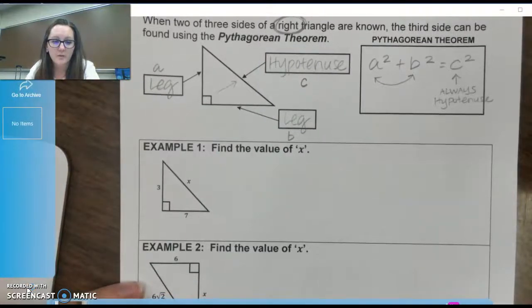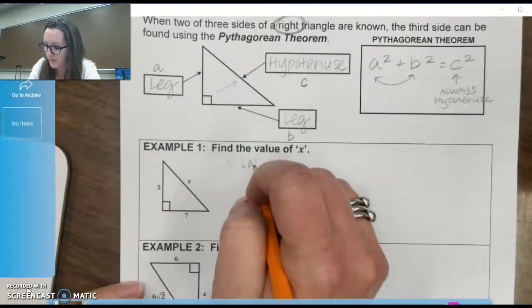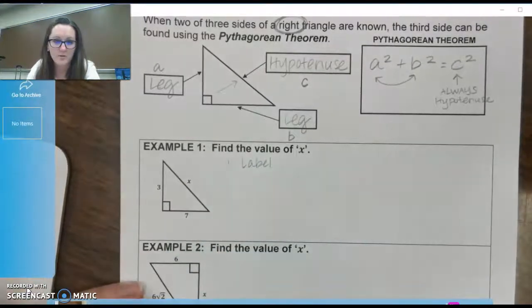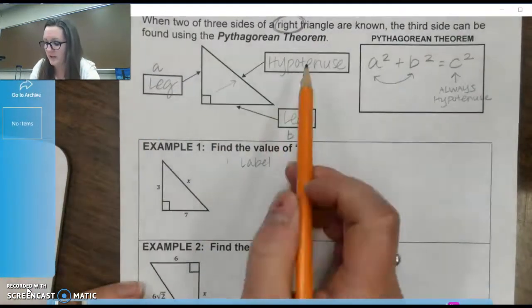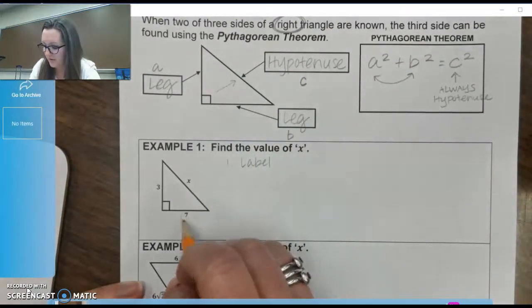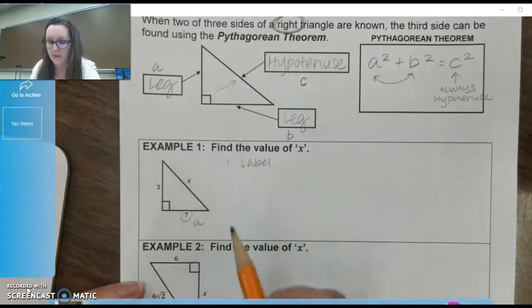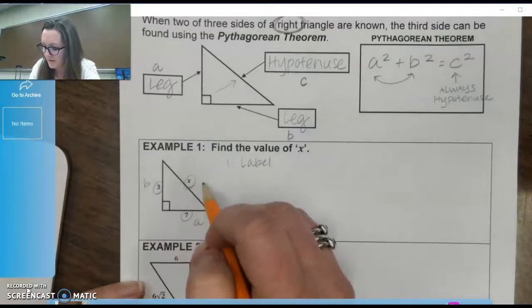So let's start with an example. Let's find the value of x. We have two known values of our right triangle, and we're looking for the third value. Let's first start by labeling. We always want to label when we are in geometry, especially when we're working with figures. So I'm going to label using A, B, and hypotenuse. This 7 is going to be A. It could be B if you want. 3 is going to be B, and x is going to be c.